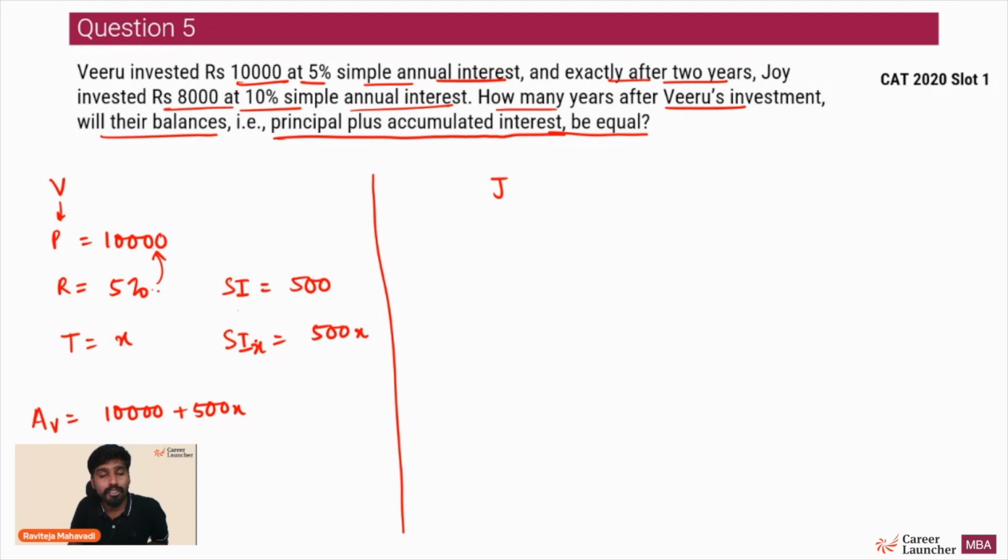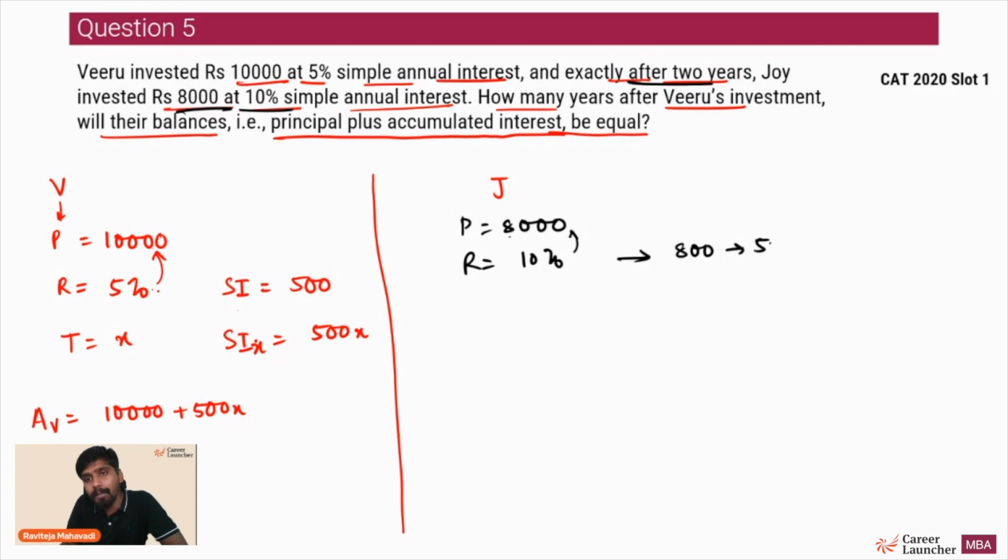Let's look at Joy. Joy invested 8,000 rupees 2 years after that. So principal is 8,000. Rate of interest is 10%. 10% of 8,000 is 800. 800 is the simple interest accrued every year.